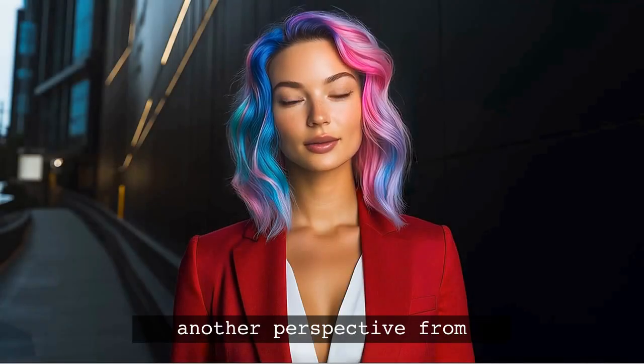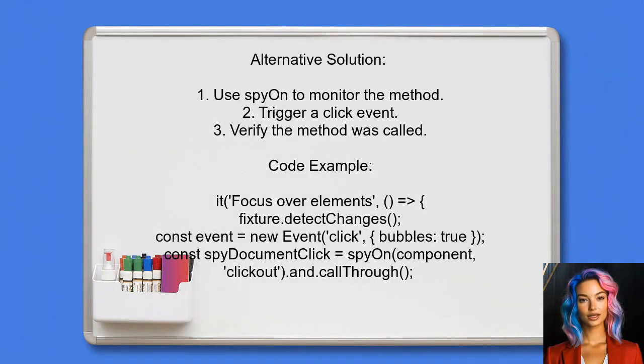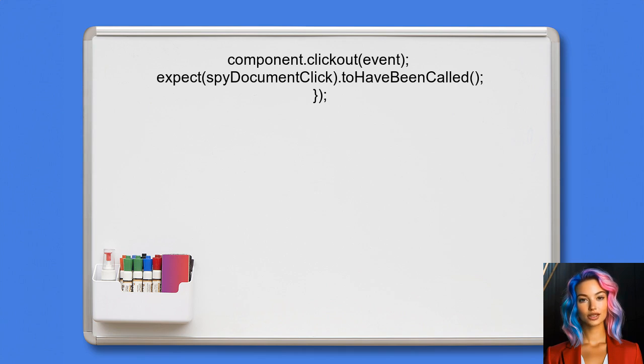Let's check out another perspective from a different user. An alternative approach shared by a user involves testing the click event instead of the scroll event. They suggest using Jasmine spyOn to monitor the clickout method in your component. After triggering the click event, you can check if the method was called.